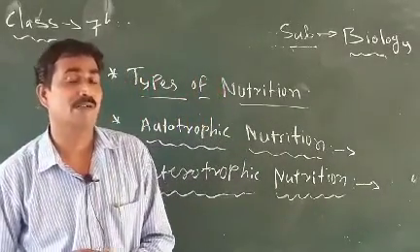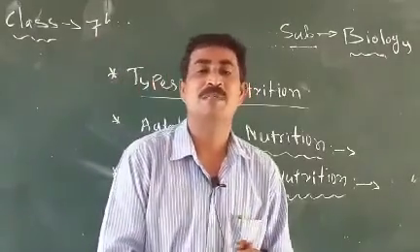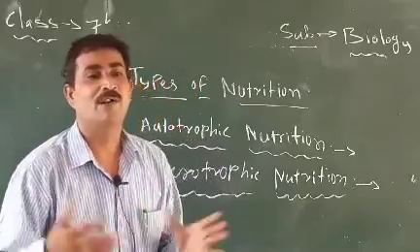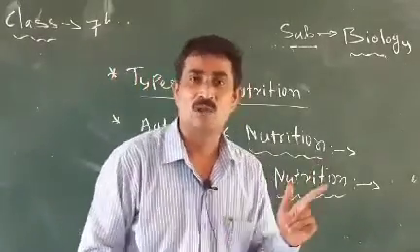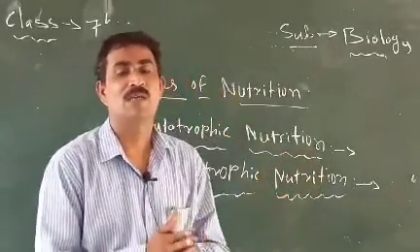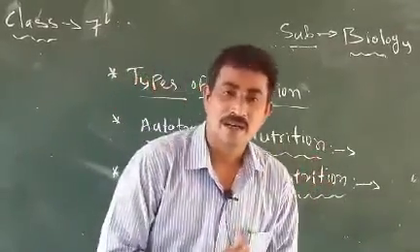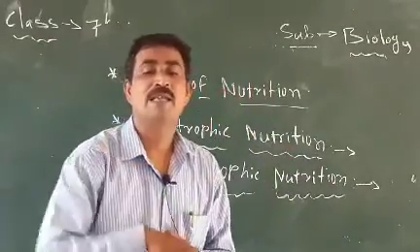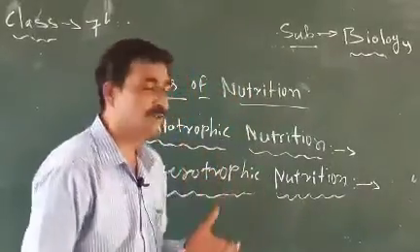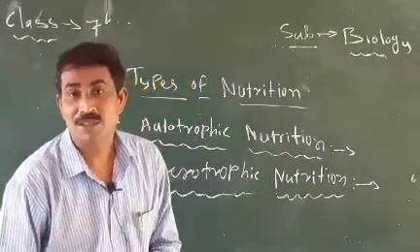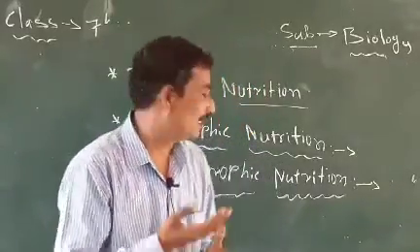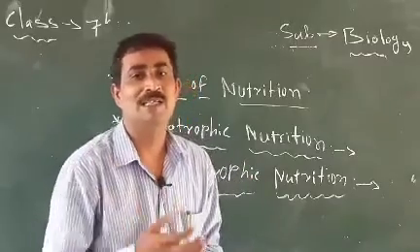What is going on in autotrophic nutrition? The living organism prepares its food by itself, using raw materials from the environment, like sunlight, carbon dioxide, nitrogen, water, and other contents. Using all these things they prepare their own food. Such nutrition we call autotrophic nutrition. Who is preparing it and how they prepare it, I will explain. Listen carefully.